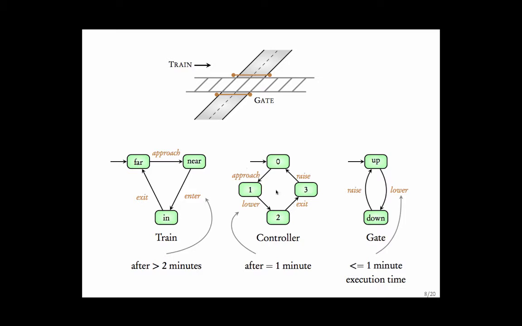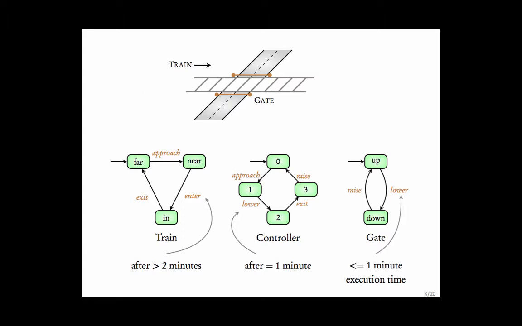Now, what about the controller? Once the controller receives the approach signal, in exactly 1 minute, it will send the lower signal to the gate. And the gate, after receiving the lower signal, takes at most 1 minute to bring it down. Okay, these are the assumptions that we are making on the timing based on other parameters.